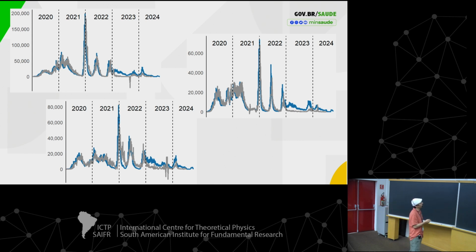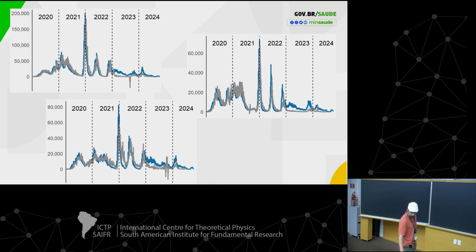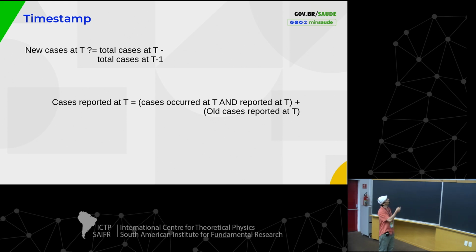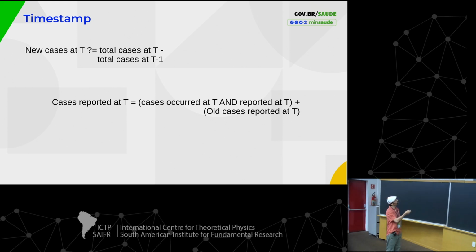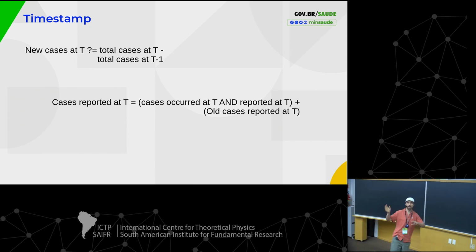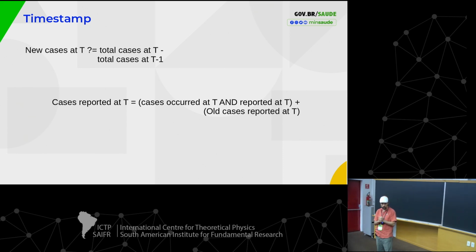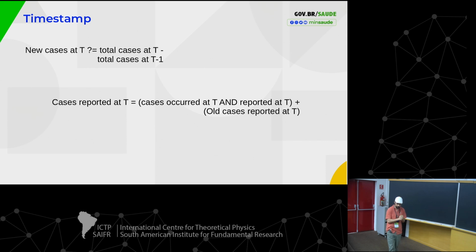Now, these 3 graphics here are just to show a little bit an example of how those 2 ways of counting the data, based simply on when the cases have been inserted into the database and then taking the difference between total counts from 1 week to another, versus looking at the data based on symptoms onset, can impact my analysis.